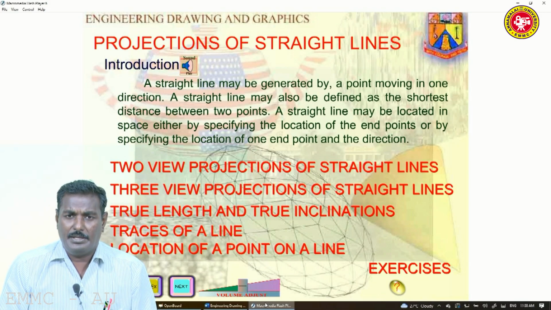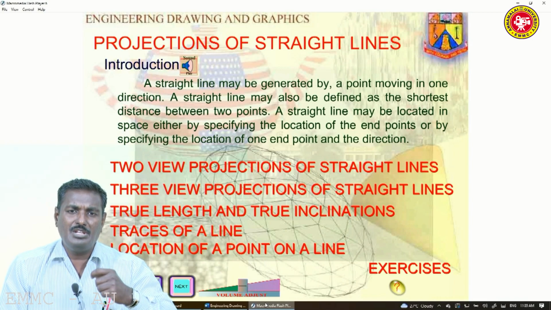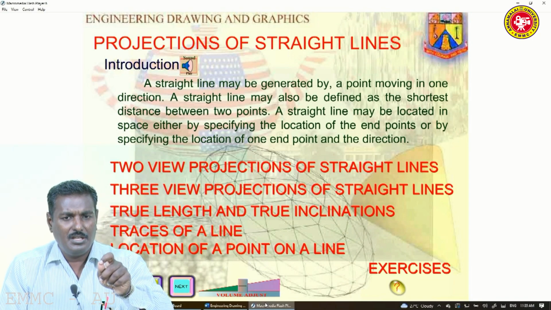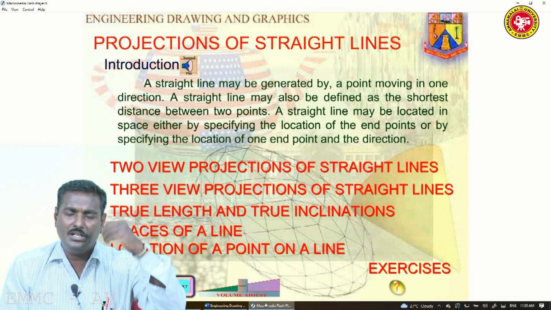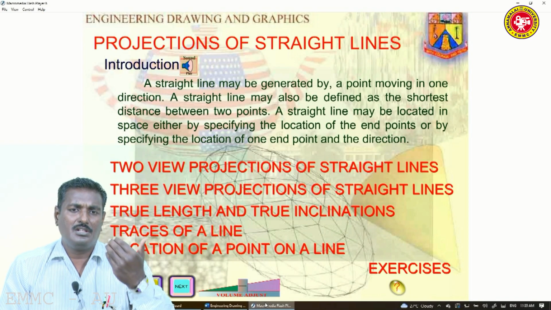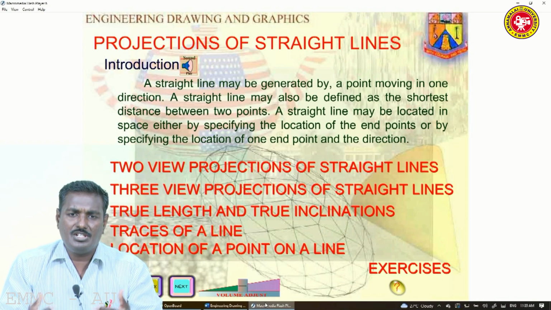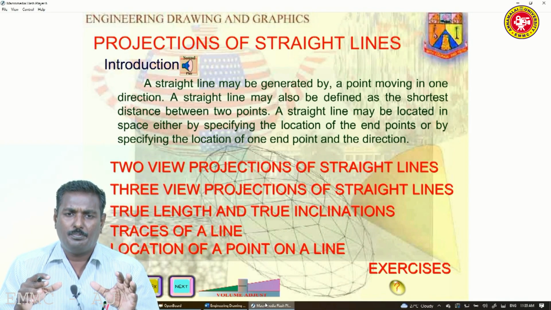Then, the traces of a line. When you stretch or increase the length of a line, tracing along the path of the line, it will touch a reference plane, either the horizontal plane or the vertical plane. Then we call it a horizontal trace or a vertical trace. Then, the location of a point on a line. That is the concept of straight lines and how they are projected.